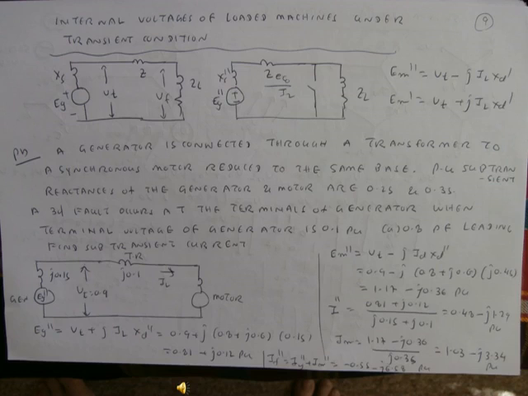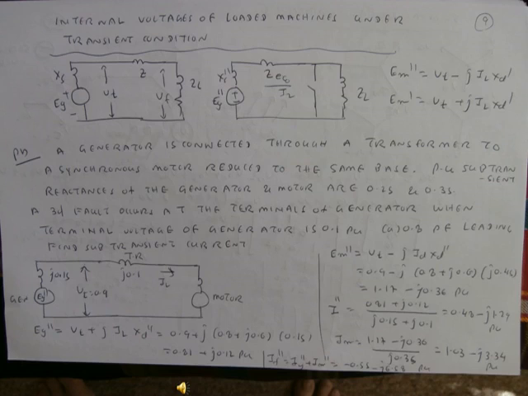And we solve the problem. A generator is connected through a transformer to a synchronous motor, reduced to the same base. The per unit transient reactances of the generator and the motor are 0.25 and 0.35. A 3-phase fault occurs at the terminals of the generator when the terminal voltage of the generator is 0.1 per unit, at 0.8 power factor leading. Find the sub-transient current. So we draw the equivalent diagram: generator E_g double dash with J.15, the terminal voltage V_t is 0.9, the transformer is J.1 and the current I flows into the motor.